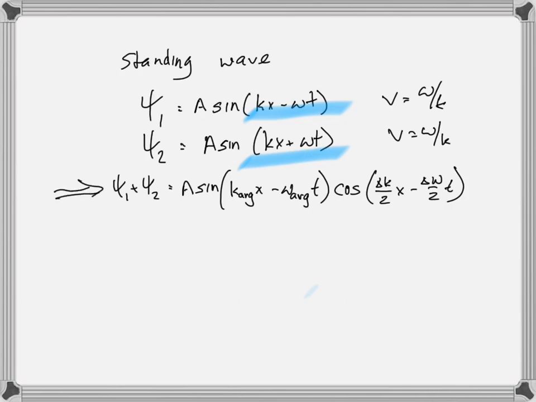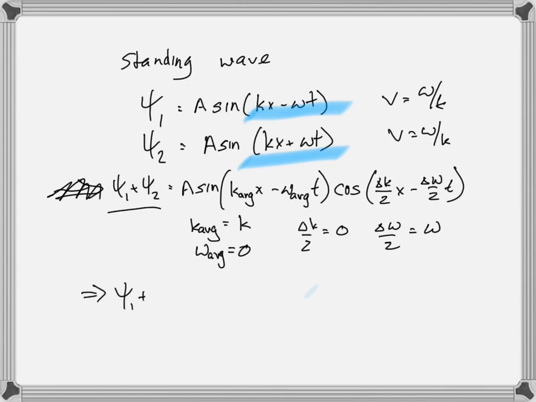Let's go ahead and plug that into the sum. This is the sum, and that means that k average is equal to k1 plus k2 over 2 is k, omega average is 0, and delta k over 2 is 0, and delta omega over 2 is omega. And so what we're left with is the sum psi1 plus psi2 equals a sine of kx times the cosine of minus omega t.